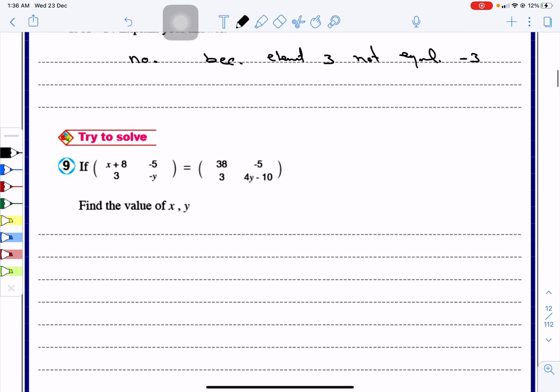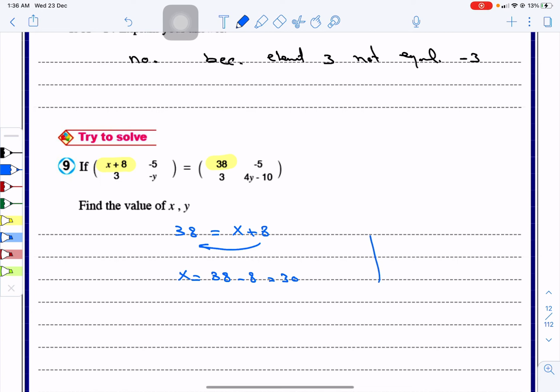Try to solve. If x plus 8, negative 5, 3, and negative y equal 38, negative 5, 3, and 4y minus 10, find x and y. This element equals this element. So 38 equals x plus 8. Moving 8 to the other side, x equals 38 minus 8, which equals 30.